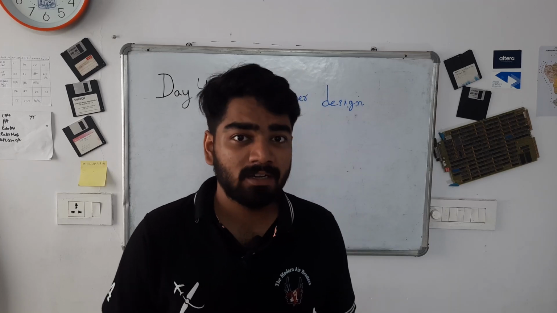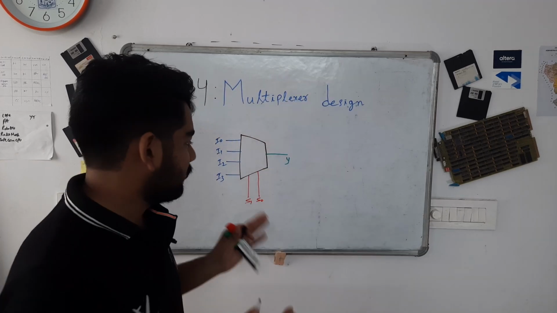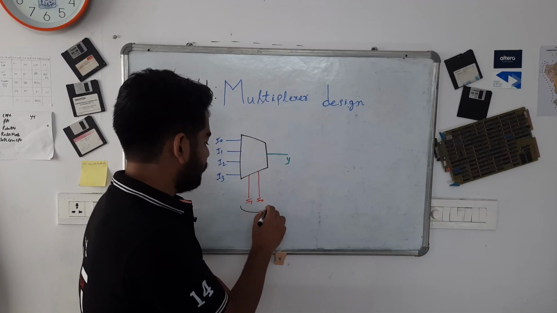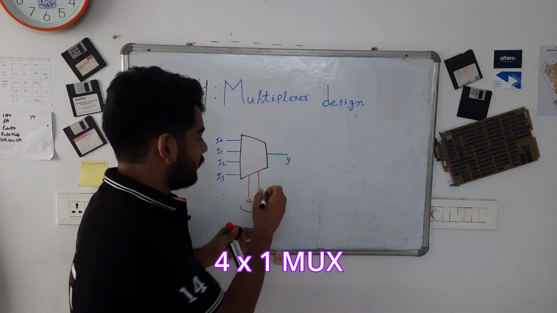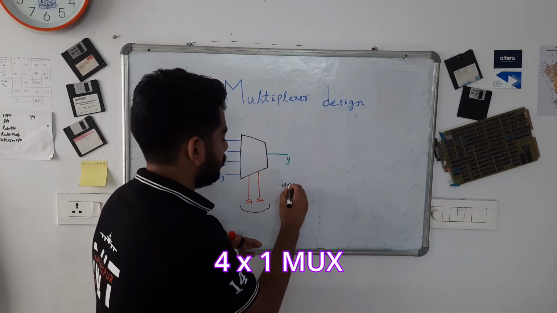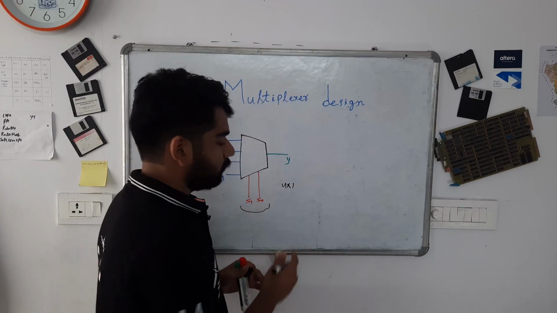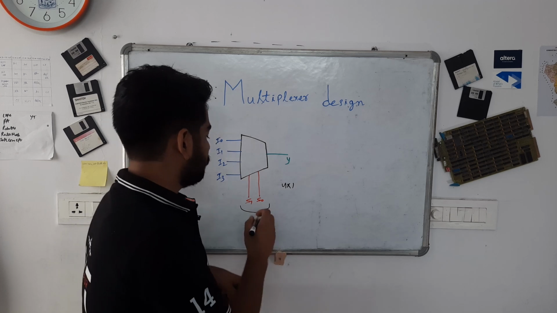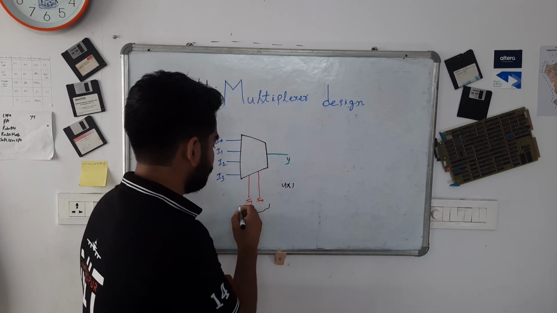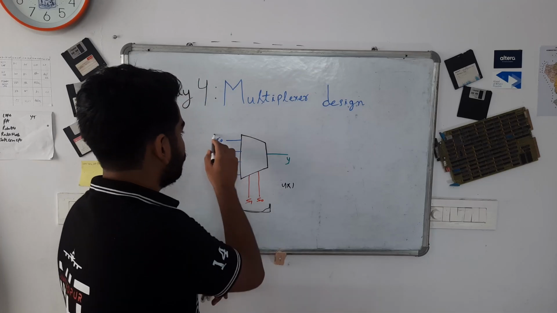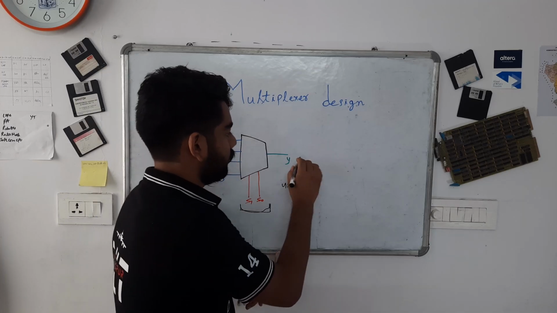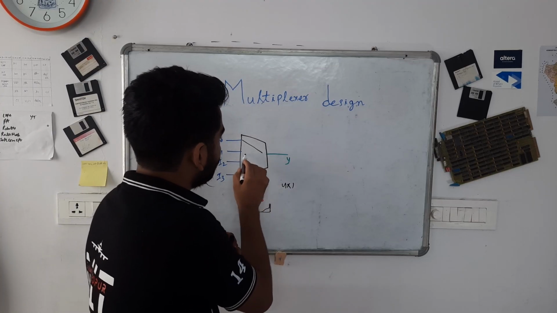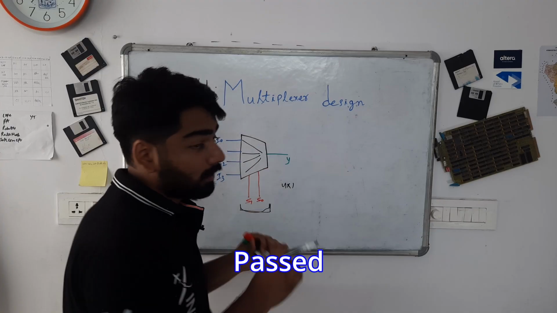Let's first understand what a multiplexer is and what it does, right? This is a symbol for a multiplexer. It has two selection lines, and we are doing a 4x1 mux right now. The simplest mux is 2x1, but I'm taking 4x1 because this will explain things better. So in the 4x1 mux we have two selection lines, four input lines and one output line. Based on the selection lines, one of these inputs will be passed to the output, whatever those inputs are.